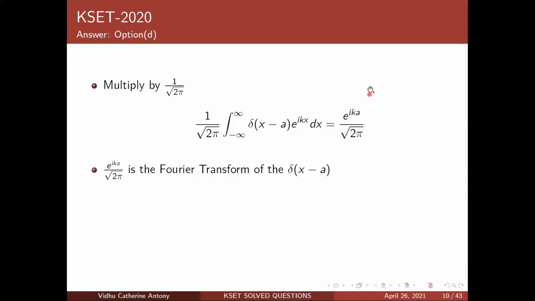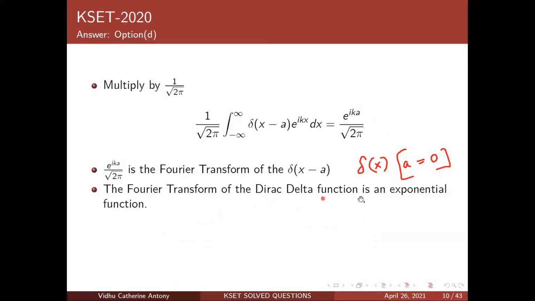Now, we want to find out the Fourier transform of delta of x. Okay, so for finding out the Fourier transform of delta of x, what do you basically do? You have your a is equal to 0, right? So once you do that, you end up getting e to the power of 0, which is 1, divided by root of 2 pi. So the Fourier transform of the Dirac delta function is a constant. So this could possibly be a question: what does the Fourier transform of the Dirac delta function give you? And if you know this point, you could directly tick the answer instead of going through the whole calculation.